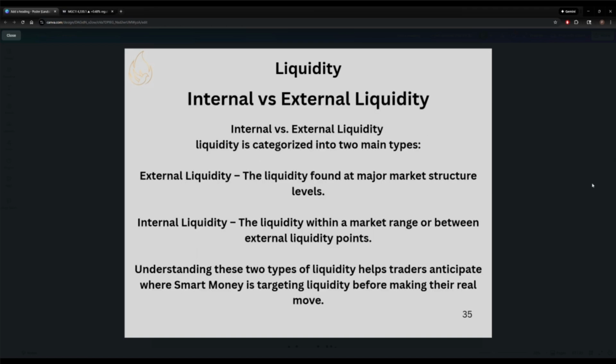So we're gonna retouch on internal versus external liquidity.